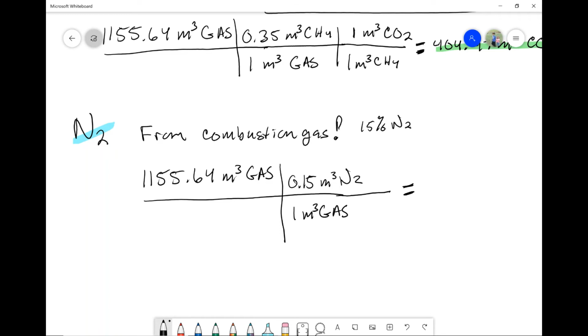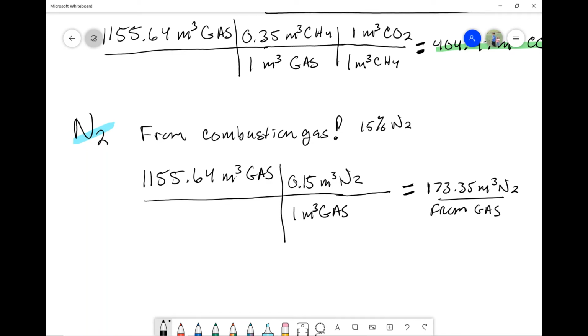So 1155.64, and again, this is still at STP. So we're going to have to bring it back up to our conditions to solve the problem. Times 0.15, so 173.35. And this is from gas.